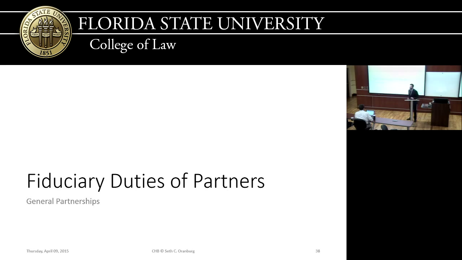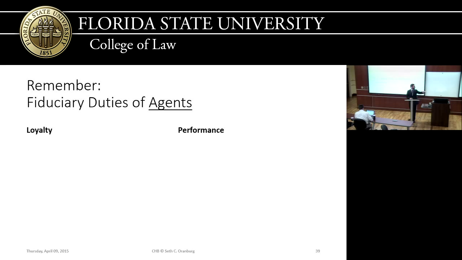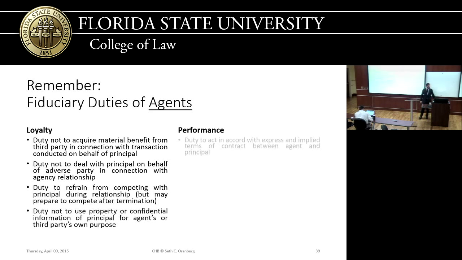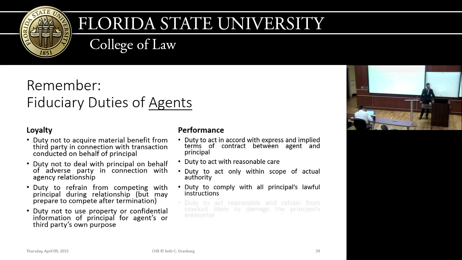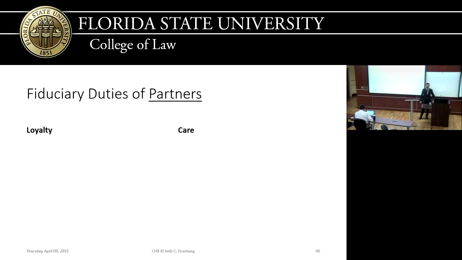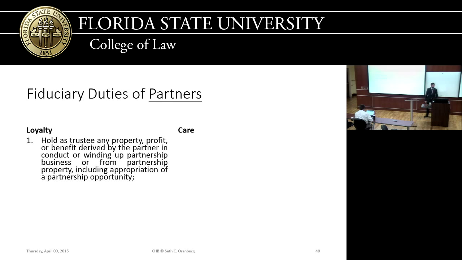So, as I mentioned, partners are both agents of the partnership, and they are fiduciaries to each other. Going back to our previous module, we have a number of duties of loyalty and performance that agents owe to principals, and those apply. But we also have fiduciary duties of partners, and they are a smaller subset, but they're important to know here.